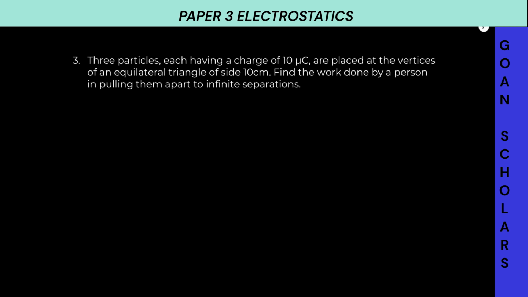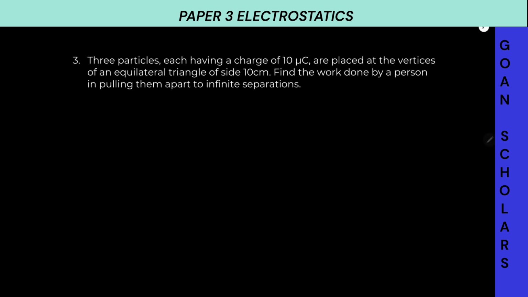Or because of the work you have done on them. So the amount of work we require to put them together will always be equal to the amount of work done to separate them. Here, the electrostatic force is a conservative force, so the work done to pull them apart will be equal to the work done in putting them together. So let's figure out what the potential energy is.